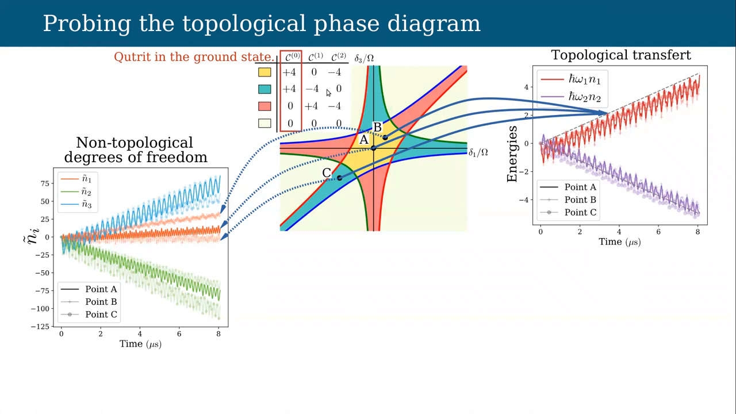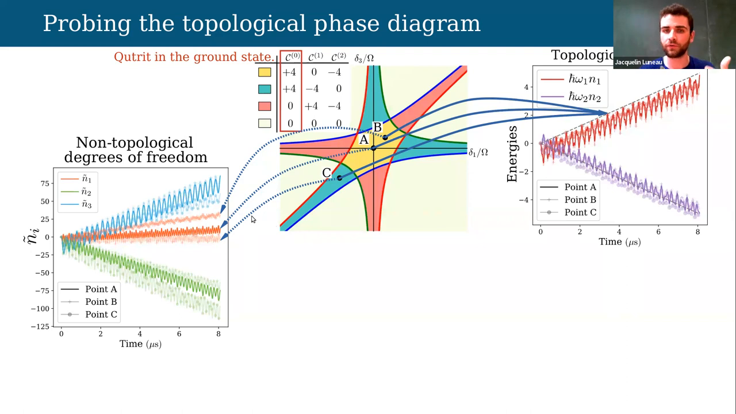So if we prepare, for example, the qudit in its ground state for three different values of the parameter which are associated to the same Chern number for the ground state, this is a numerical simulation, but what we will see is that the dynamics of N1 and N2, the topological degrees of freedom, will be essentially the same, with topological pumping, so energy increasing or decreasing at a rate given by the Chern number.